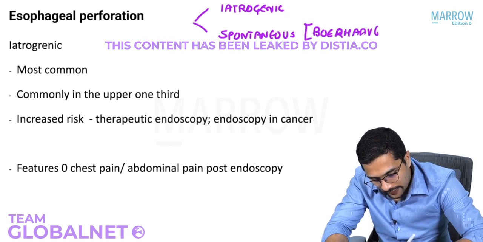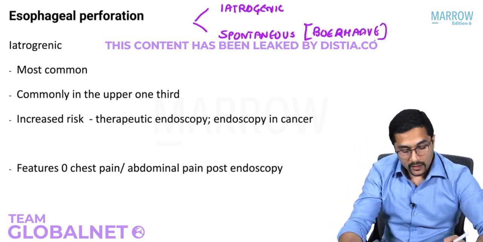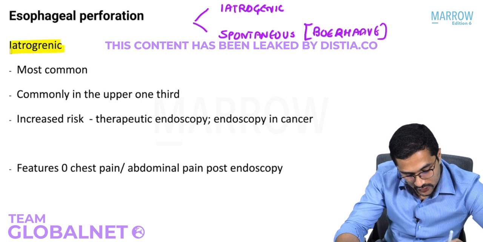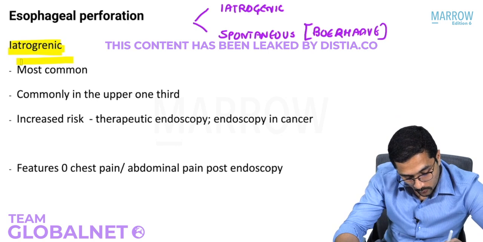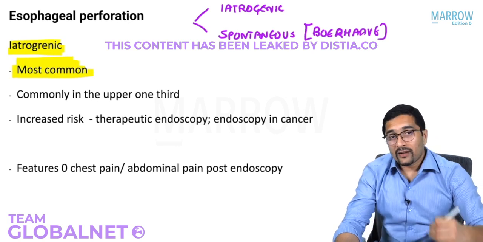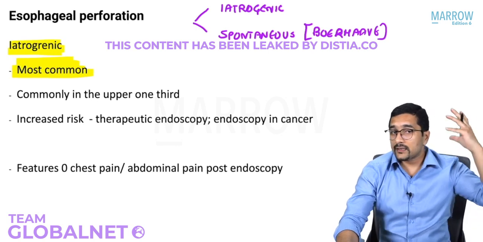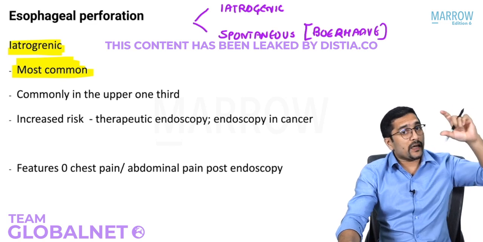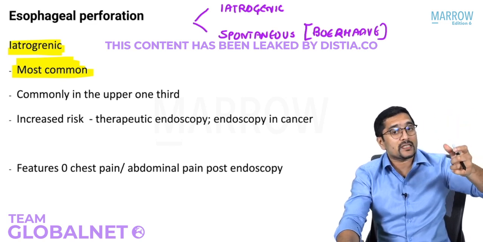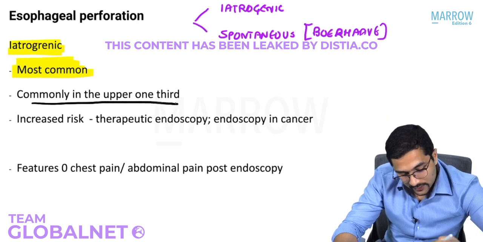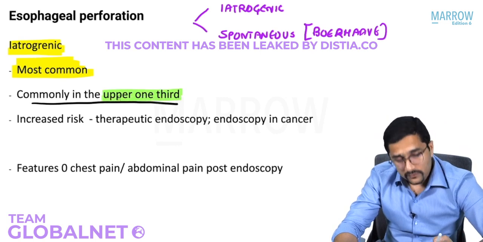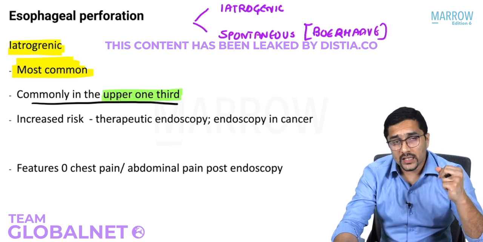First, we'll talk about iatrogenic esophageal perforations. So iatrogenic esophageal perforations are most common, right? And where will they occur? Remember the surgical anatomy part? The upper one-third, the pharyngoesophageal junction, that is the narrowest portion of the GIT. So it commonly occurs in the upper one-third, close to the pharyngoesophageal junction.